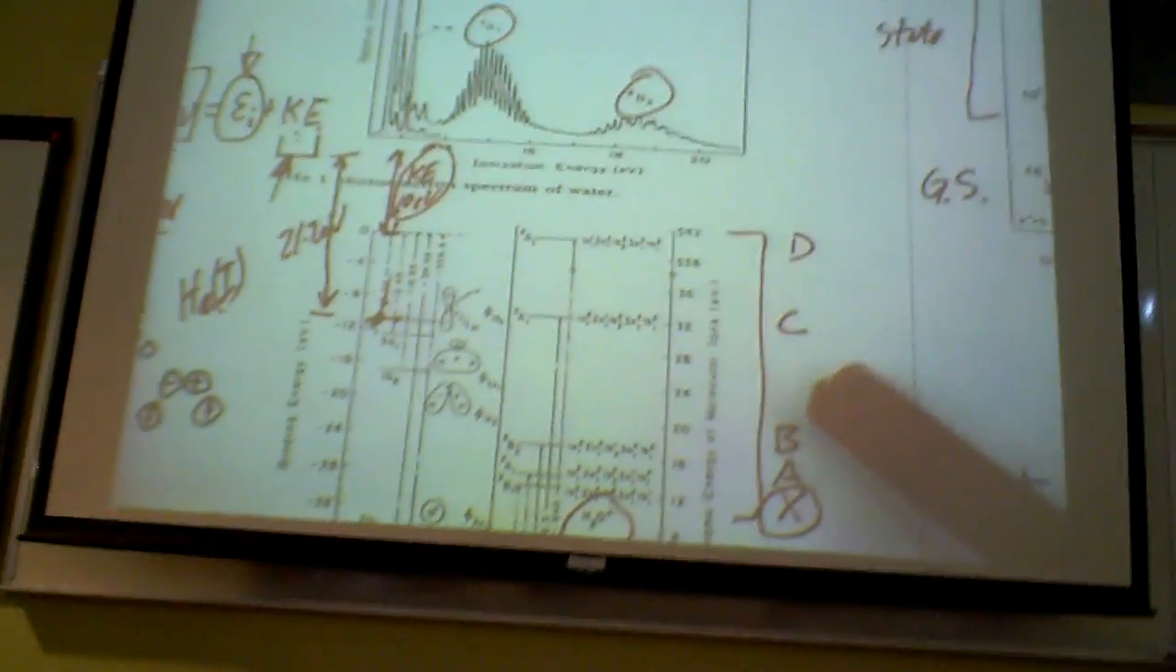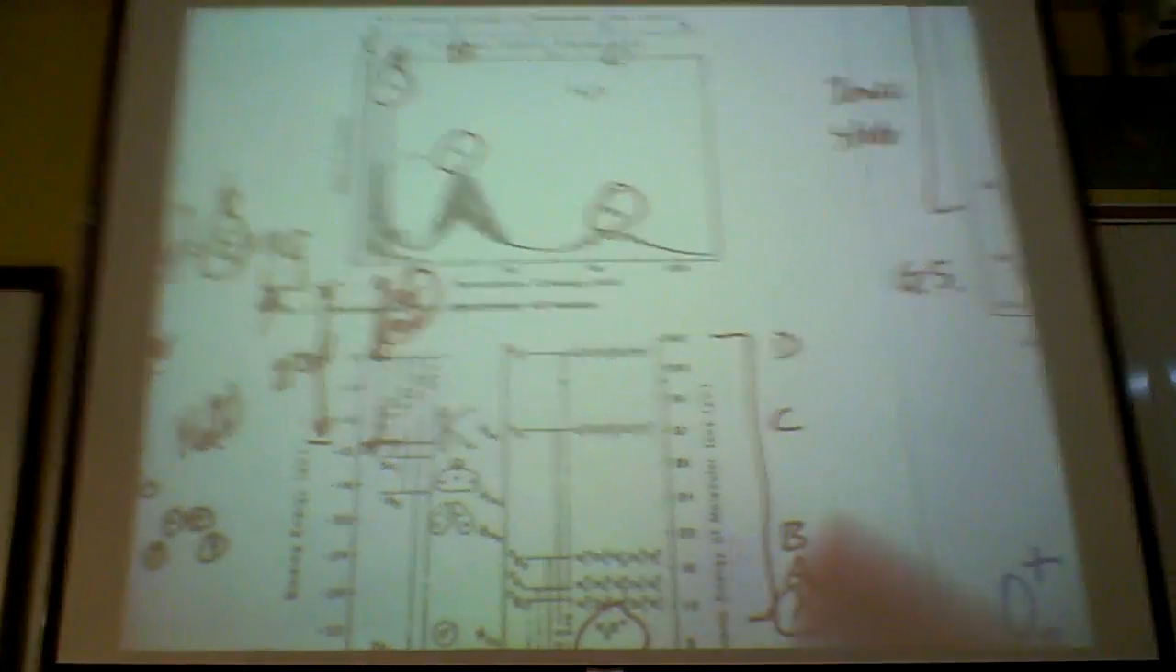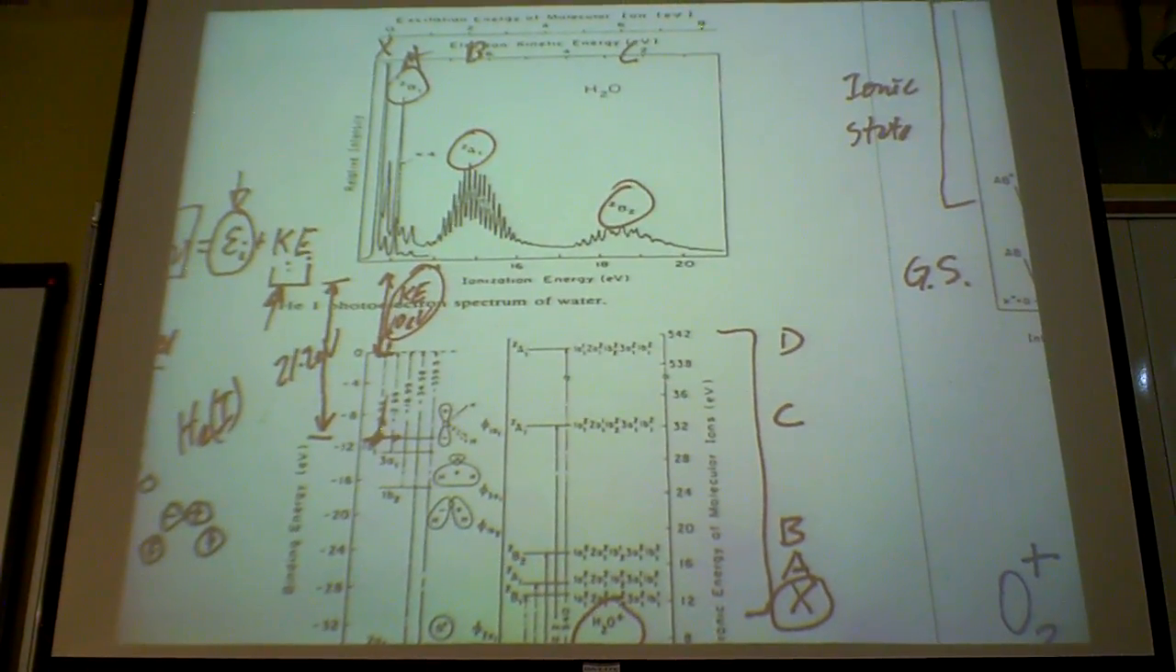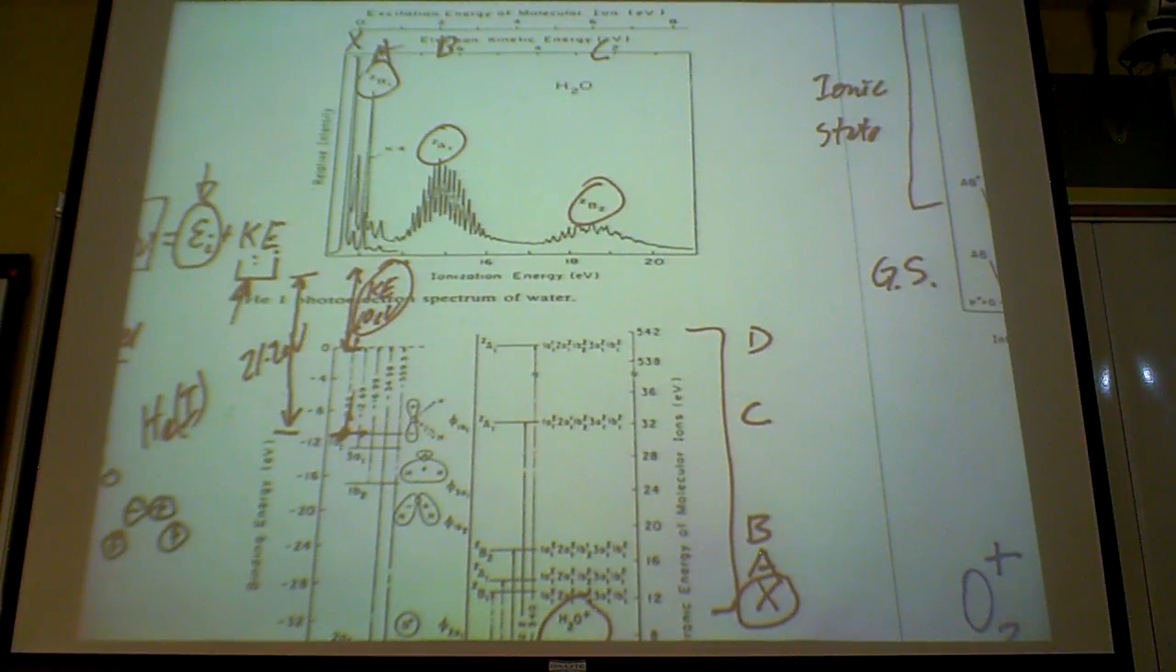So, historically, the chemists would like to use ionization energy or binding energy as the reference. The physicists like to use kinetic energy. So you will see a different preference.